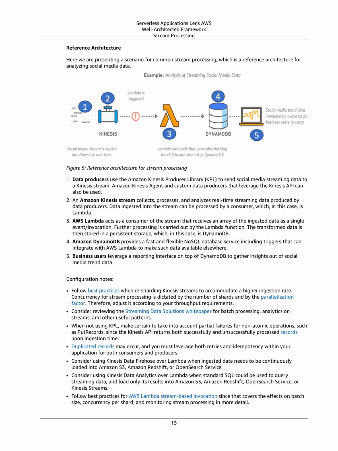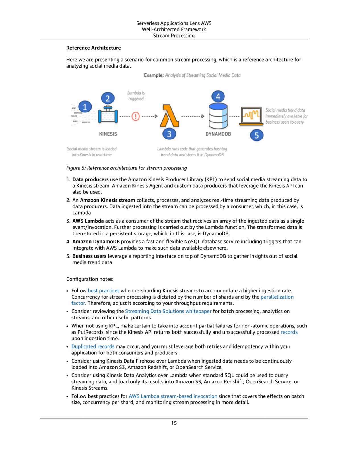2. An Amazon Kinesis stream collects, processes, and analyzes real-time streaming data produced by data producers. Data ingested into the stream can be processed by a consumer, which, in this case, is Lambda. 3. AWS Lambda acts as a consumer of the stream that receives an array of the ingested data as a single event/invocation.